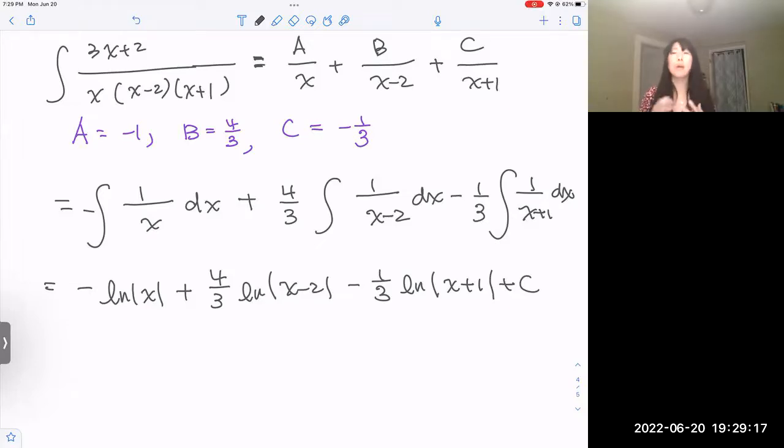The technique is partial fraction decomposition. So we make a decomposition of the fraction. All right. Okay. Then let us do repeated linear factors.